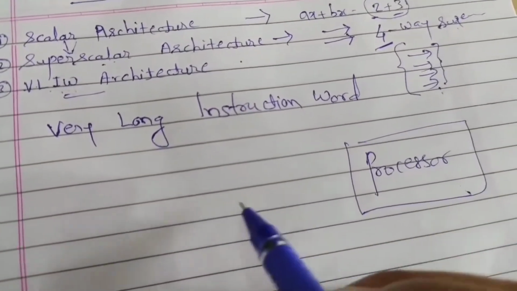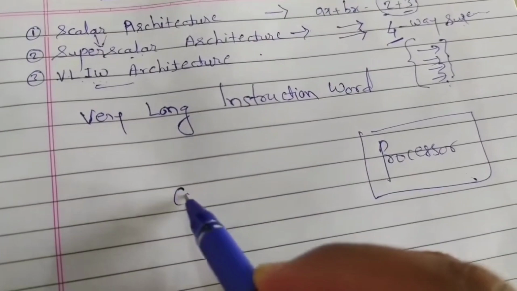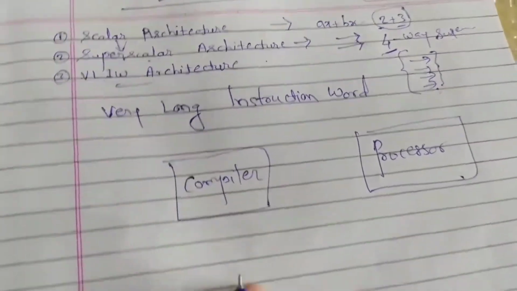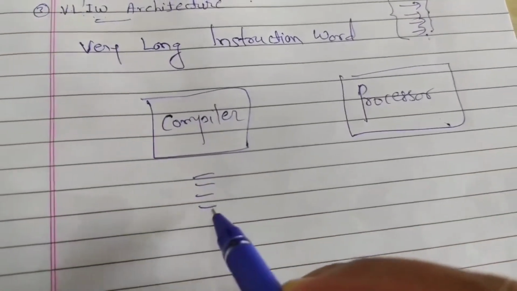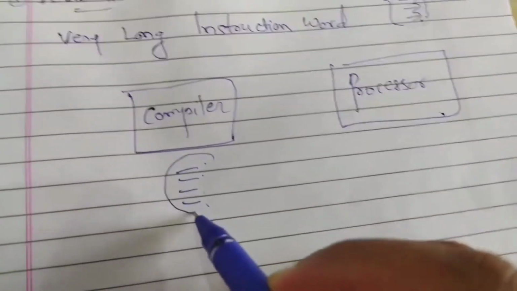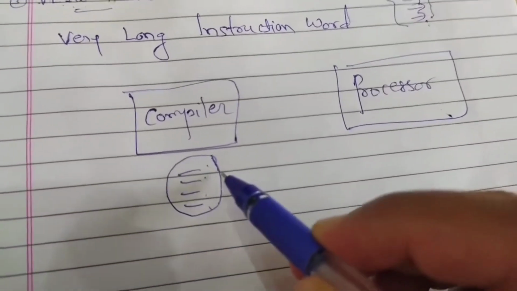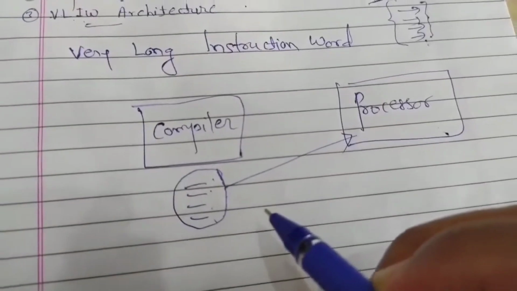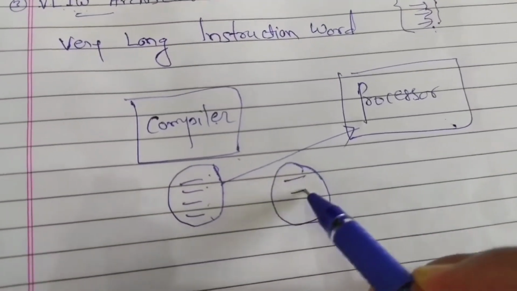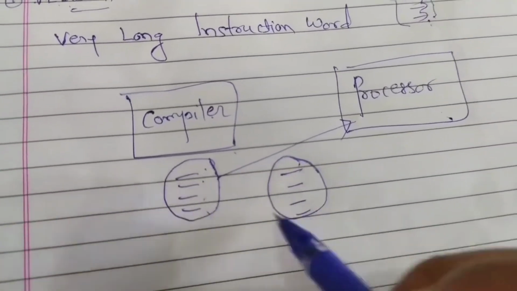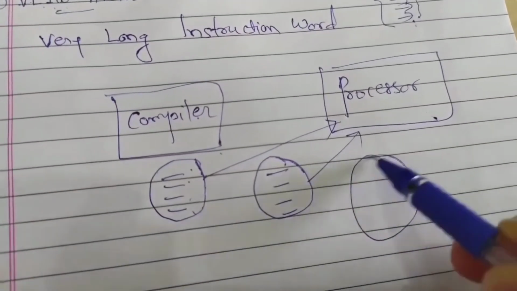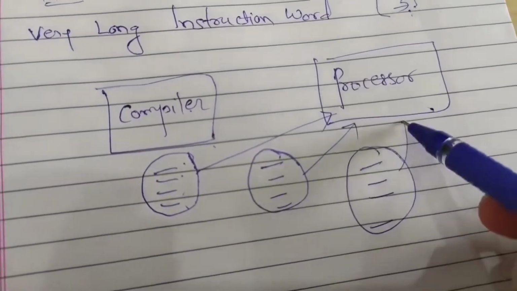Before giving these instructions to the processor, we have a compiler, and what this compiler will do, it will choose the operations which can be performed together. So there will be no dependency in between. So these 4 operations will be combined together, and given to the processor for execution. In the same way, this compiler will group another 4 operations, and those 4 operations will be given to the processor. In the same way, it can group some operations and they will be given to the processor.